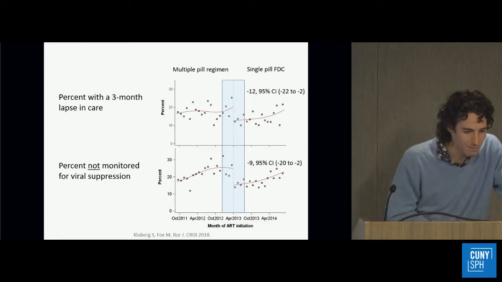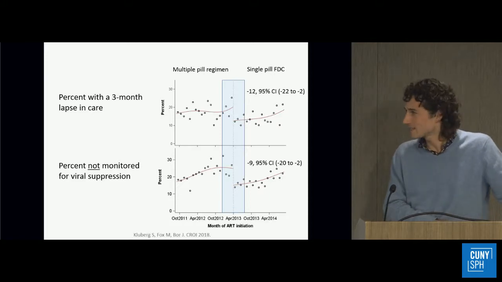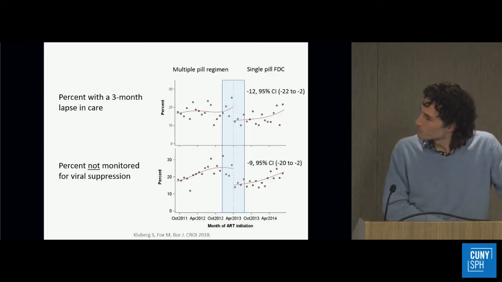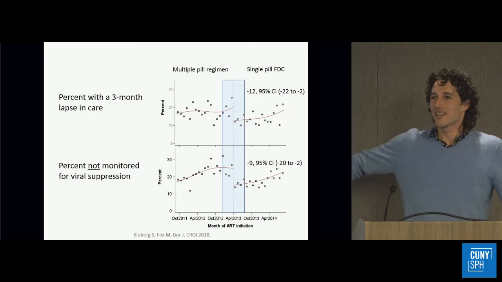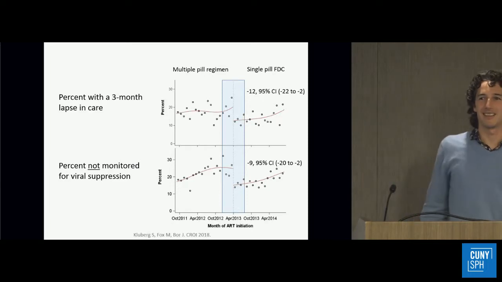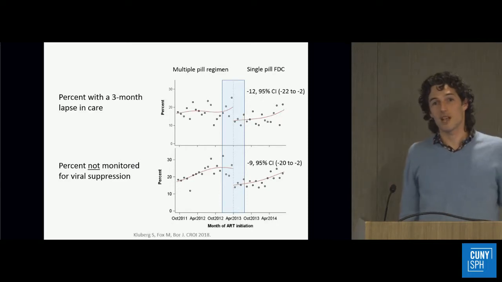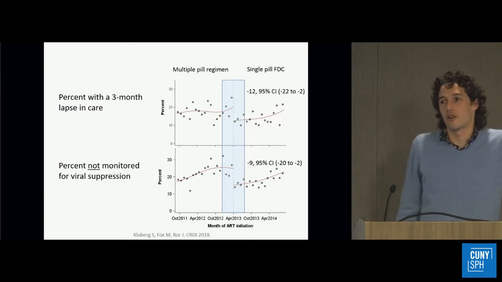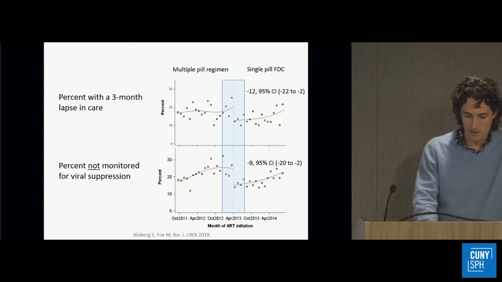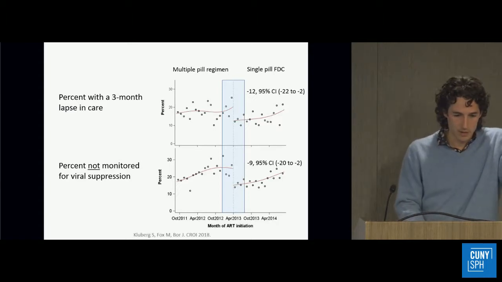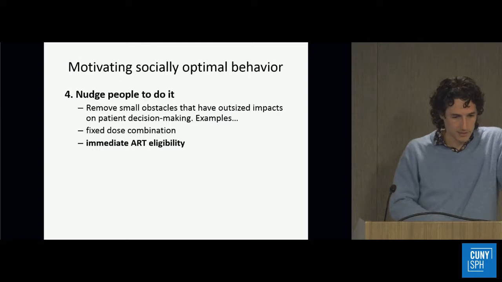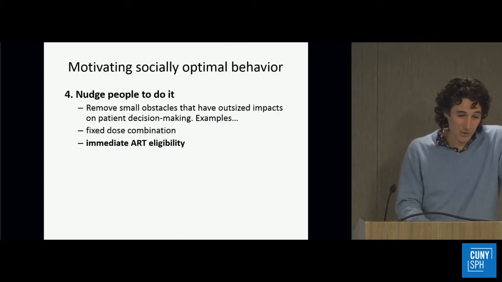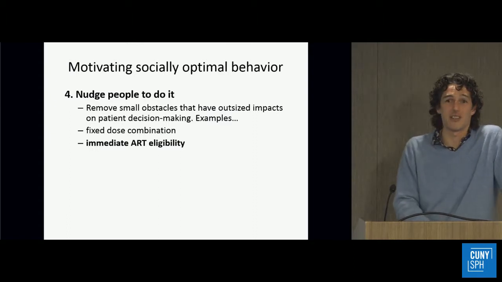and they were less likely to not be monitored for viral suppression. So I guess those are both strangely defined, but things got better post-treat with fixed dose combination, and this was a meaningful intervention. So what other small meaningful interventions are there out there, and are there things that would be helpful in moving people over these hurdles? I would argue that immediate ART eligibility is another one of these.